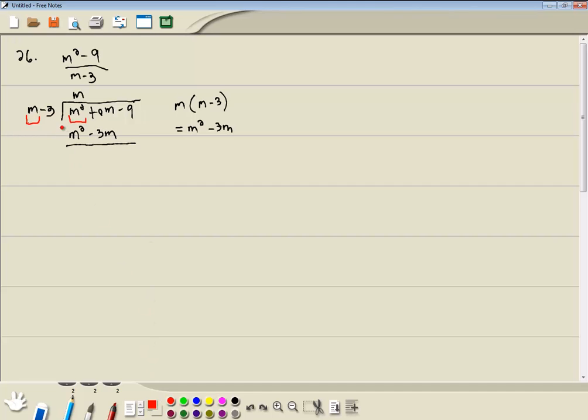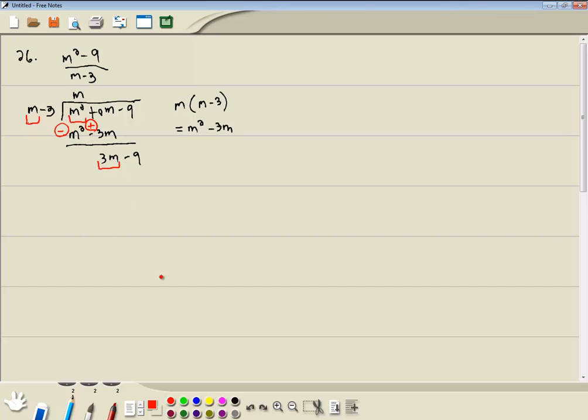Now we're going to subtract that line, which means flip signs. So this becomes a negative, and this one becomes a positive. M squared minus m squared drops away. 0m plus 3m is 3m. And then I'll bring down the minus 9. And then we repeat the process.